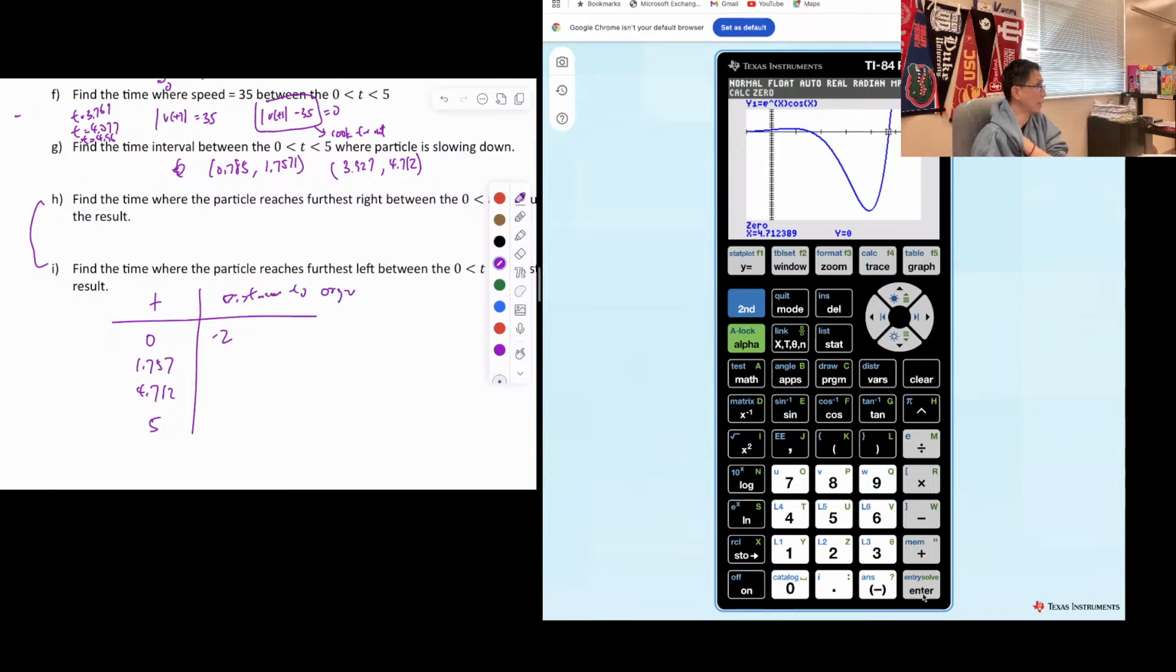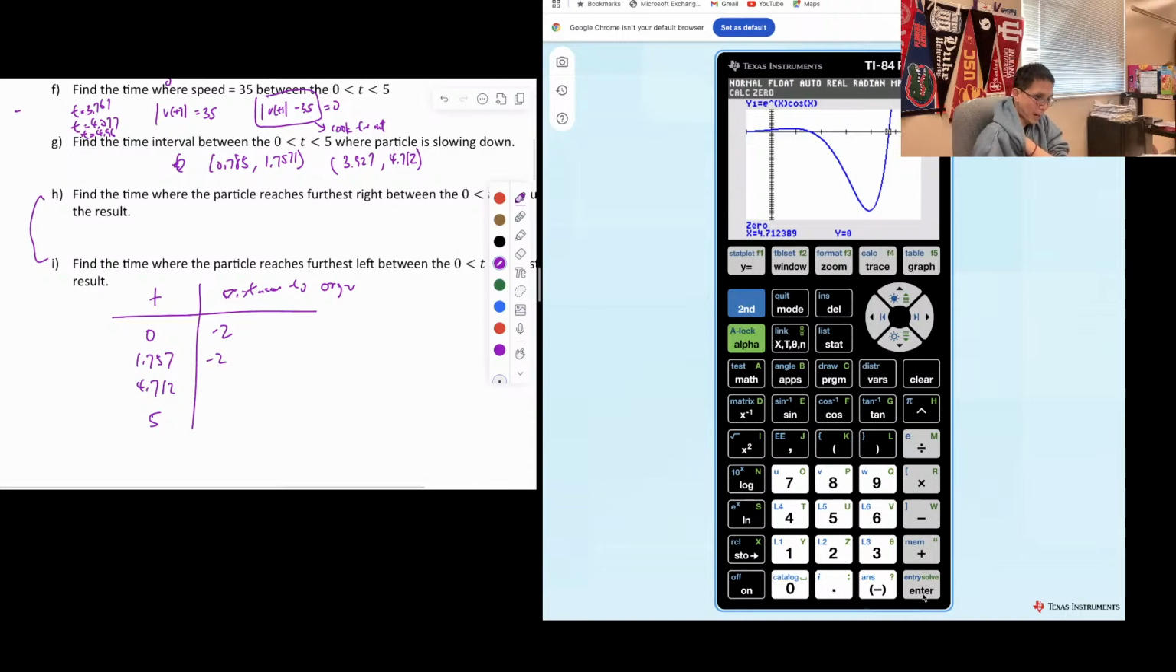Which is -2. You know why it's -2, right? Because we start with the left side of the 2, and the left side of 0. Now everything you add is going to be -2 plus the integration from 0 to 1.757, from 0 to 4.712, and from 0 to 5 of v of t dt. Does that make sense? Because those are the critical points, and those are the endpoints as well between 0 and 5.